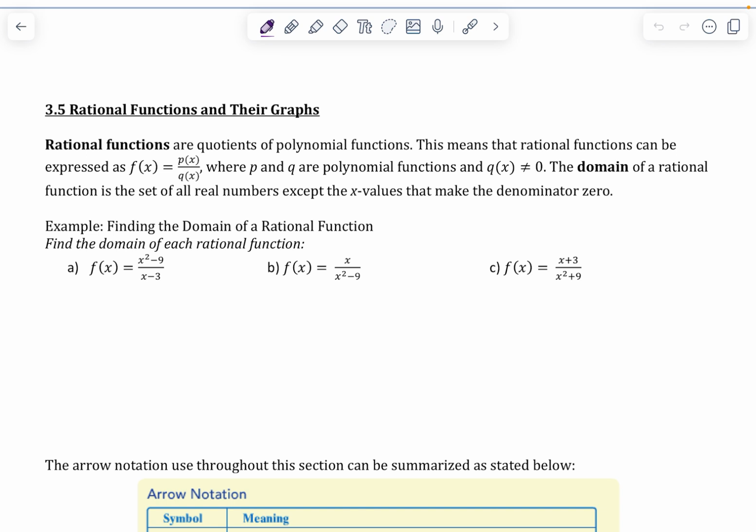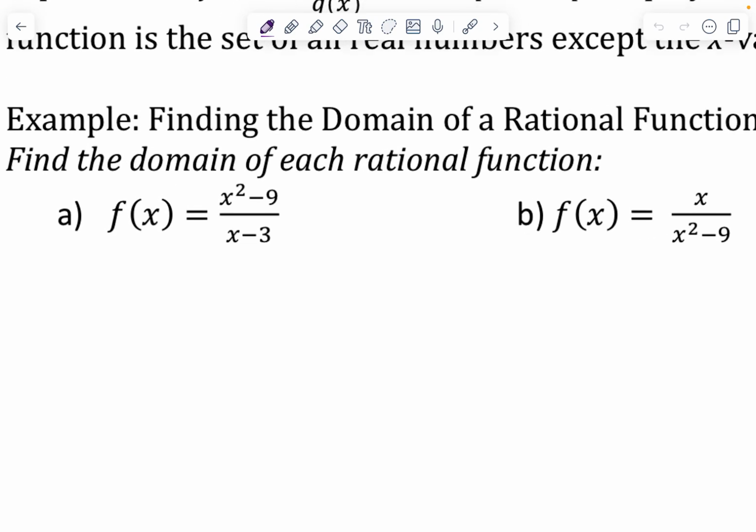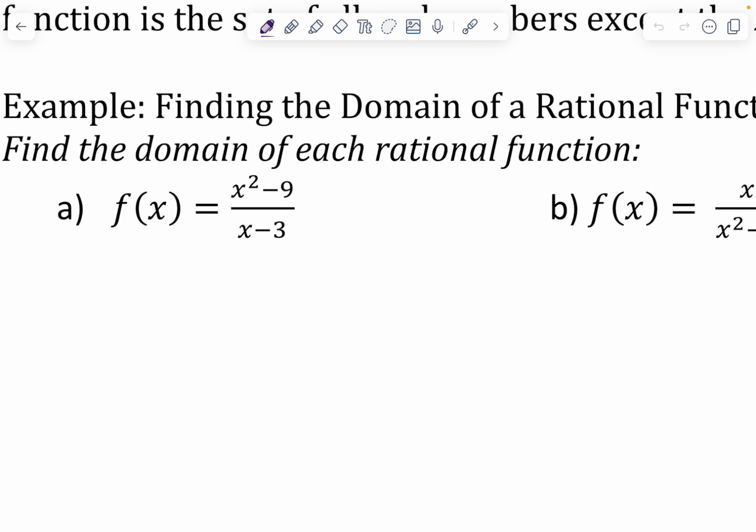First thing we're going to look at is the domain of a rational function, which is going to expand on our exclusions. So remember that we cannot divide by 0. So we want to look at the denominator and figure out what x cannot equal. So looking at a, f of x equals x squared minus 9 over x minus 3, we know from this denominator that x cannot equal 3.